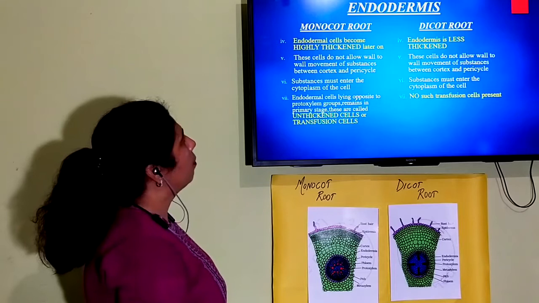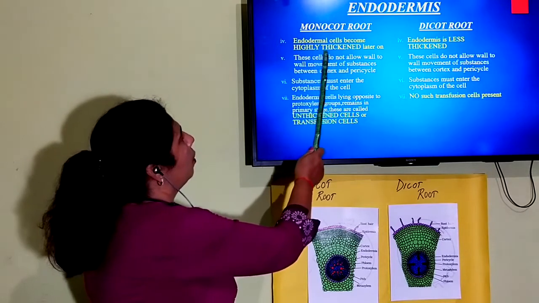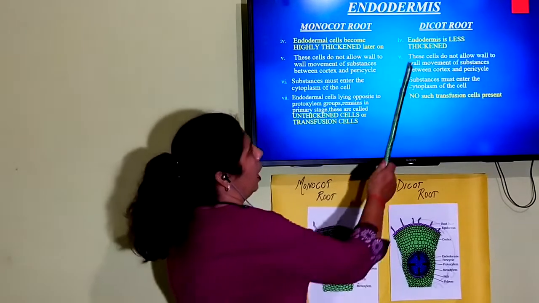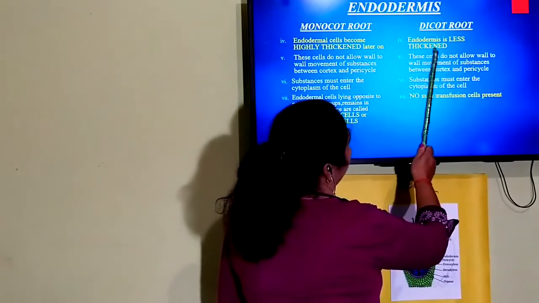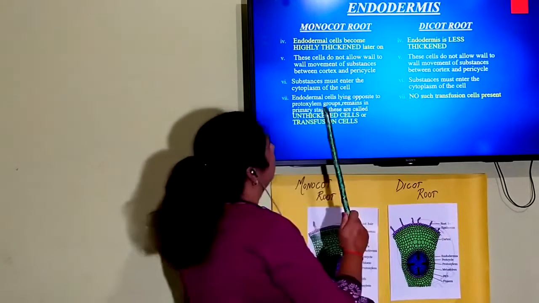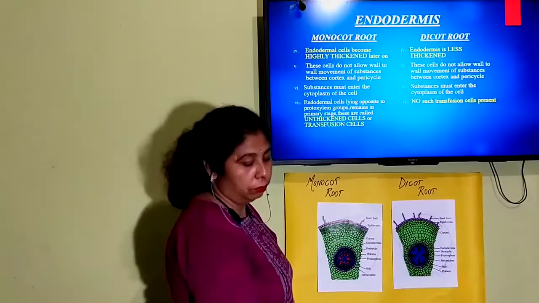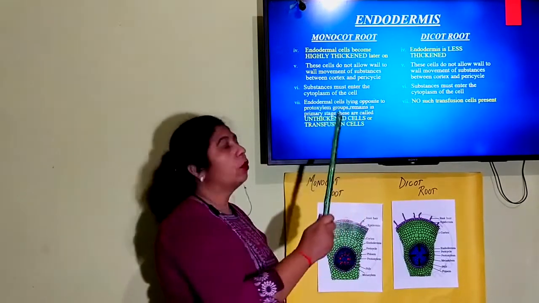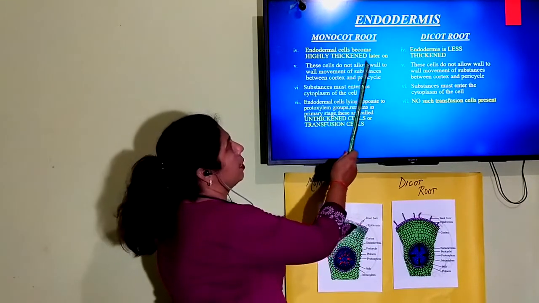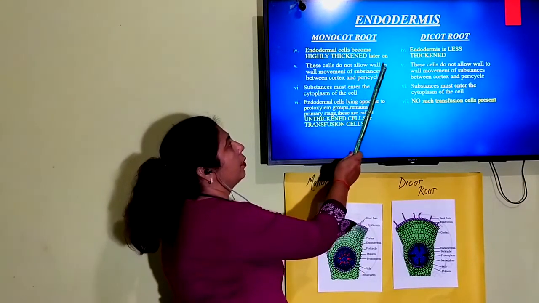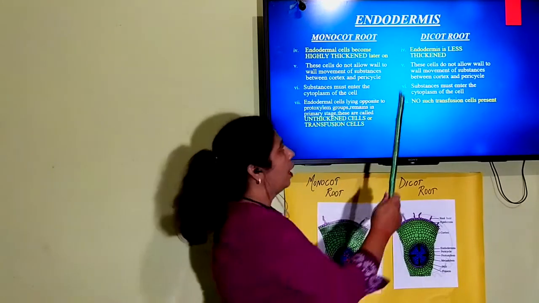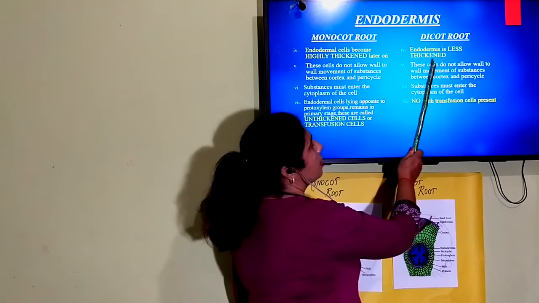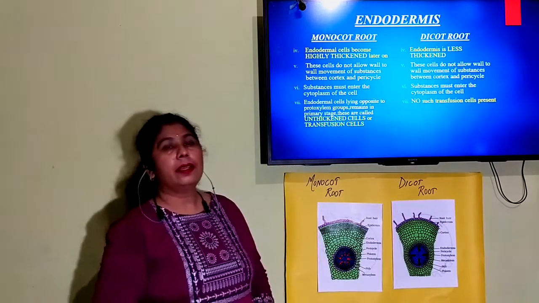In the endodermis of monocot root, endodermal cells become highly thickened later on. In dicot root, endodermis is less thickened. These cells, the endodermis in the monocot root, become highly thickened later on, while in dicot root, the endodermis is less thickened; it remains unthickened.